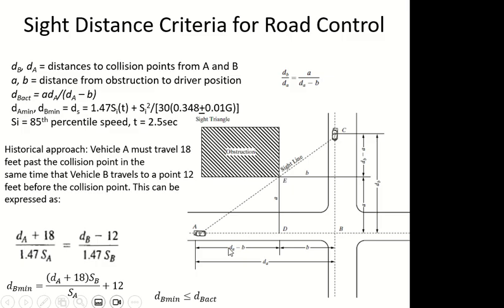Okay, here they are saying dA is for the driver who is crossing, and dB is for the driver who will stop because of the other driver. So they are saying that the driver who will stop should stop at least 12 feet before the conflict point, which makes sense, right? You don't want to stop exactly at the conflict point, you want to stop behind. And how much behind? At least 12 feet.